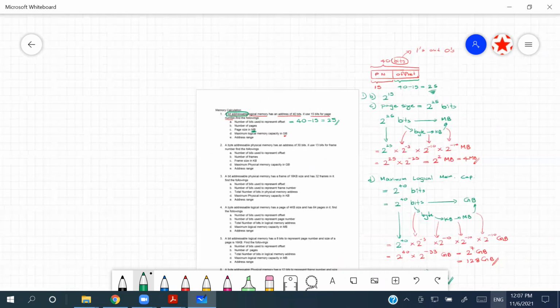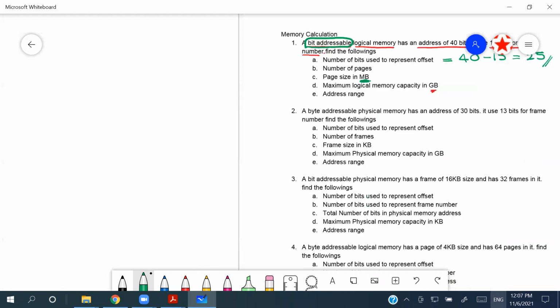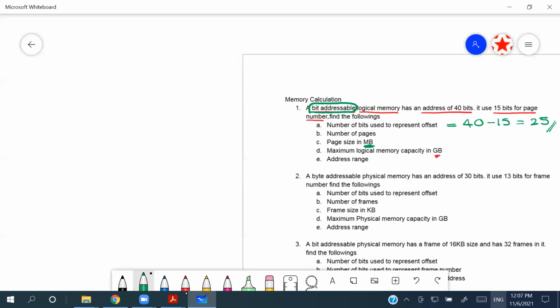Now, in the second one, we are talking about a byte addressable physical memory, which has 30 bits in the address. So important facts: this is a byte addressable physical memory. Address of 30 bits, 13 bits for the frame number.